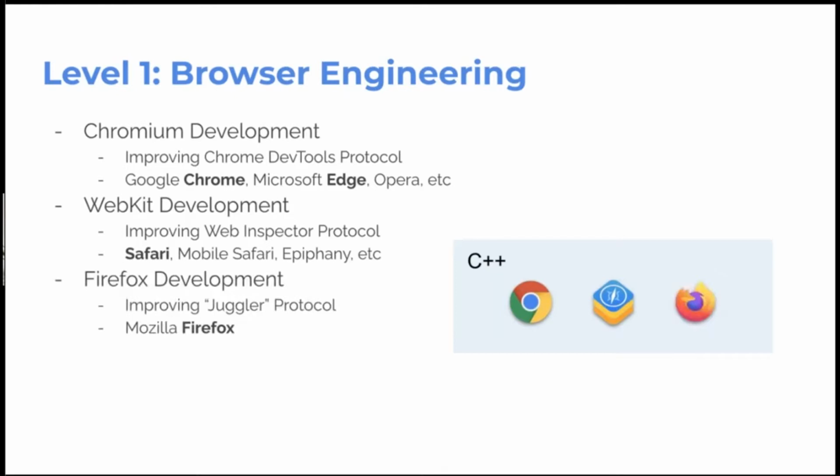And finally, which is the third bullet, we have to do the development in Gecko land, which is Firefox development, or Mozilla Firefox. Now, at this layer, at the browser engineering layer, we are actually facing different operating systems. So we have to interact with the OS-specific APIs. Okay, so this was the first layer, browser engineering.